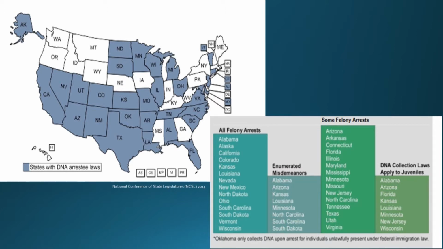And for some, it's misdemeanors as well as felony arrests. Some narrow it to violent crimes, and some apply to juveniles, right? So you could be 16, arrested for a misdemeanor, and your DNA is now in the system, right? And there was a Supreme Court case and some case law about that of, well, is it constitutional then to take somebody's DNA upon arrest?